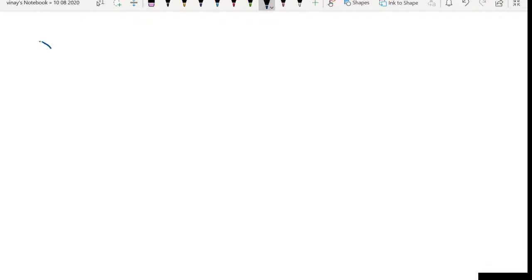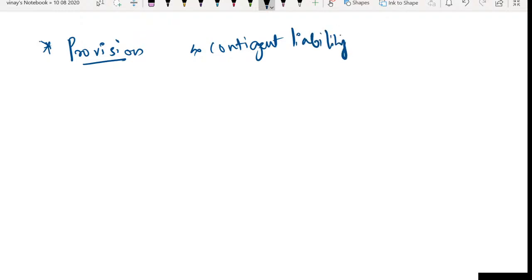Then I just wanted to discuss one point here. There's a difference between what is meant by provision and contingent liability. Here, before we understand provision, we need to deal with the concept called conservatism.